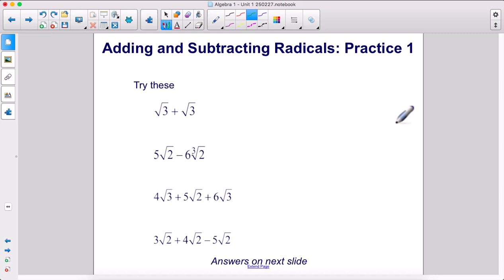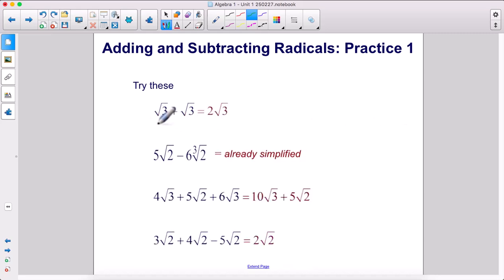Try these. 1 square root of 3 plus another square root of 3 is 2 square roots of 3. Here, they have different index values, therefore they're not like terms. So this one's already simplified. Here, we have a like term there and there. So 4 plus 6 gives us 10 square roots of 3. Then we have this 5 square roots of 2 term that cannot be combined.